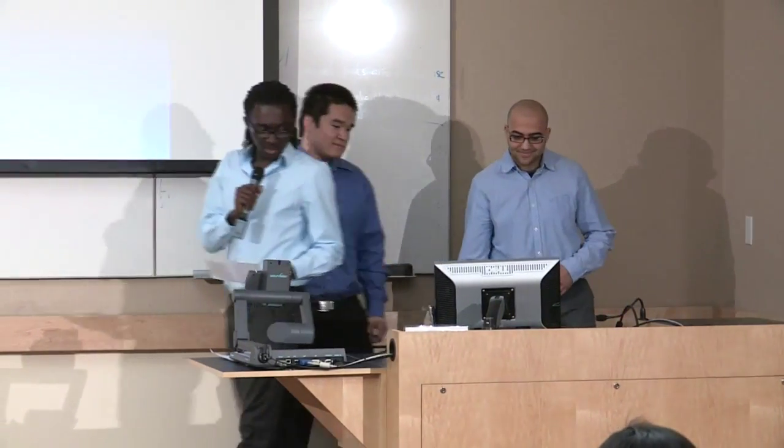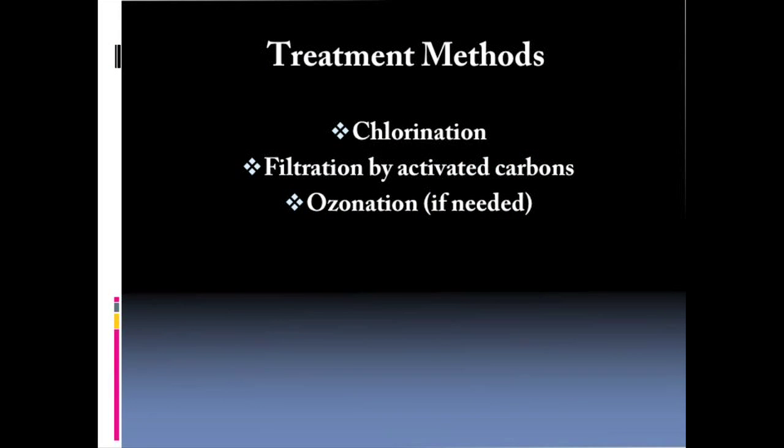So based on research, we've thought about using these 3 kinds of water treatment methods. We have the chlorination, we have the filtration by activated carbon, and then we have ozonation. Now, chlorination basically deals with adding chlorine in the water to disinfect the water, to get all the microorganisms and the bacteria out.